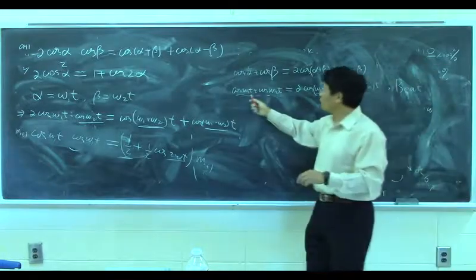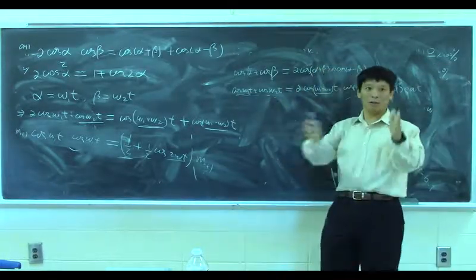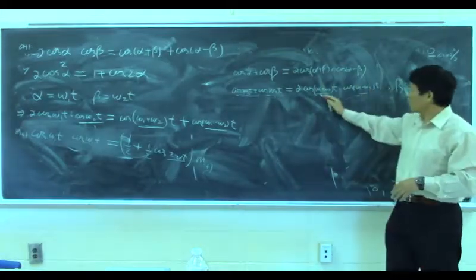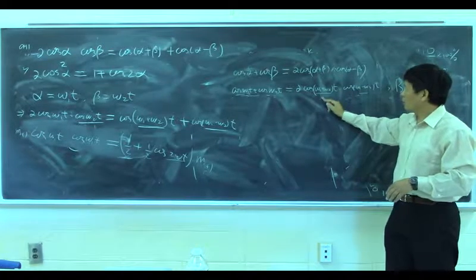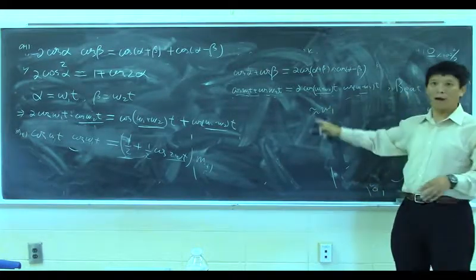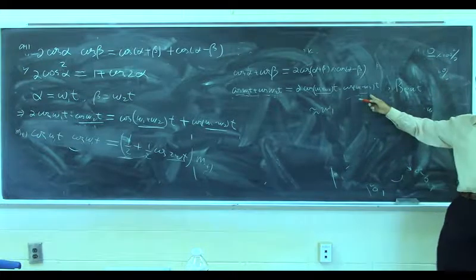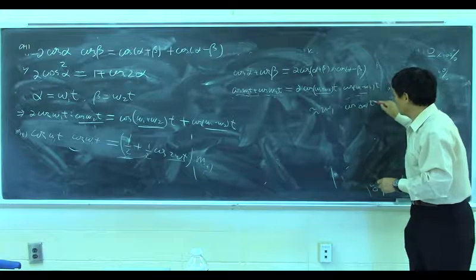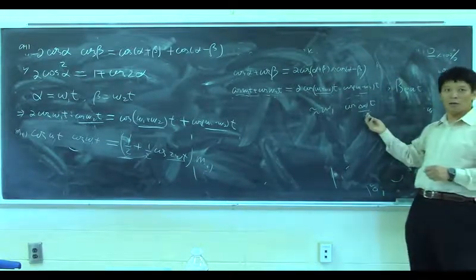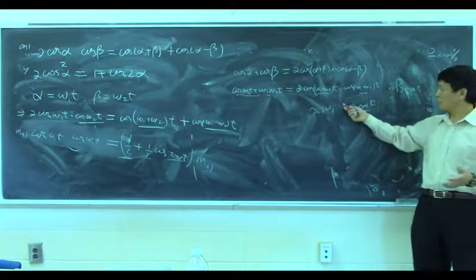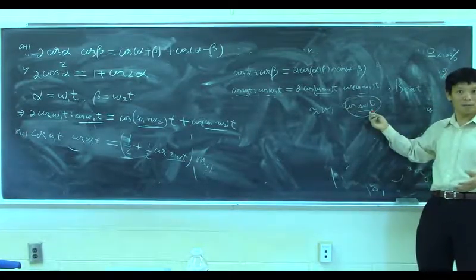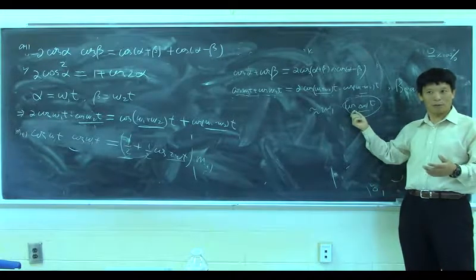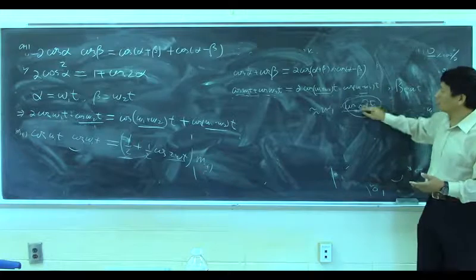For example, if these two frequencies are very close, because these two strings are very close, so omega 1 and omega 2 are very close. So this one is almost equal to 2 omega 1, a high frequency. This one, omega 1 minus omega 2, because they are very close, is very small, close to 0. That means this cosine is very close to 1, but it is not equal to 1.